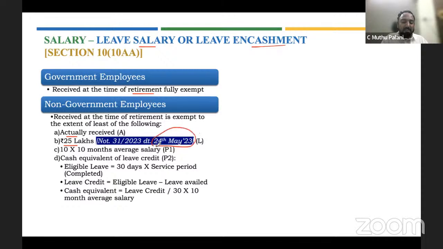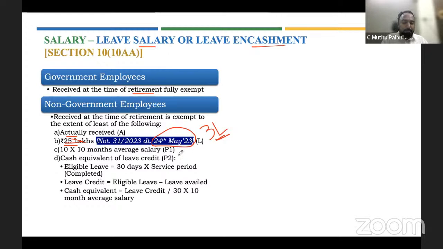So for your examination, it is 3 lakhs. For your examination, it is 3 lakhs. So it is not 25 lakhs. Only for next time, it is 25 lakhs. So currently it is 3 lakhs. So 3 lakh is the limit for your examination.